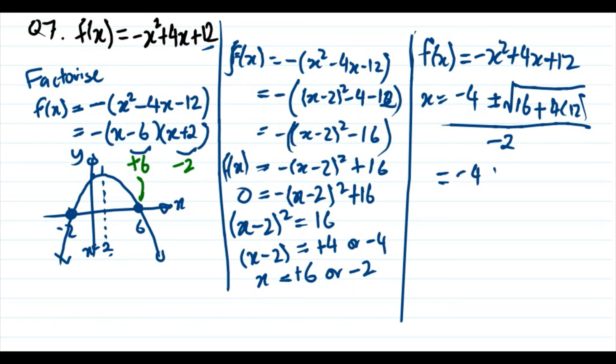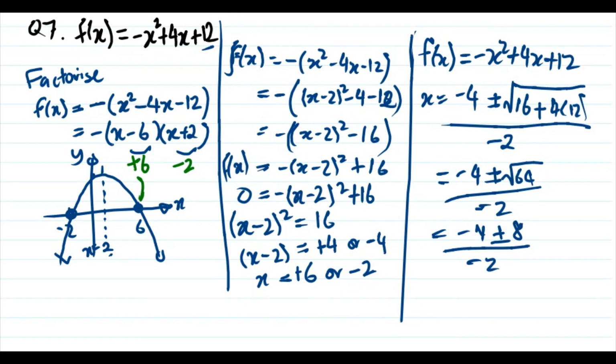Negative 4 plus or minus, that works out to be 64, which is very nice, which is negative 4 plus or minus 8 on negative 2. And with a little bit of thinking, we can work out that's going to give us negative 2 or positive 6. So there you have it, 3 ways.